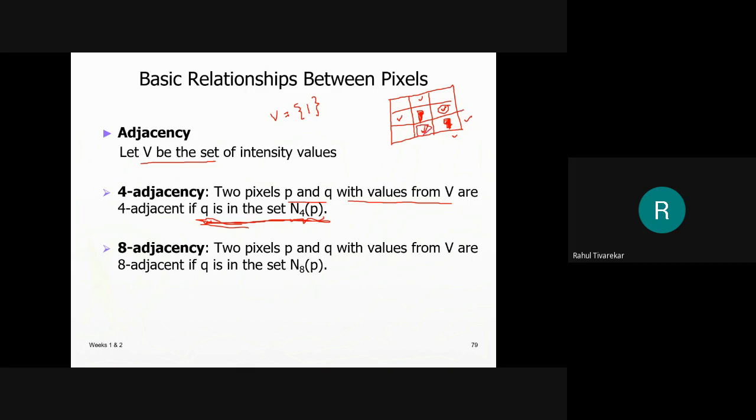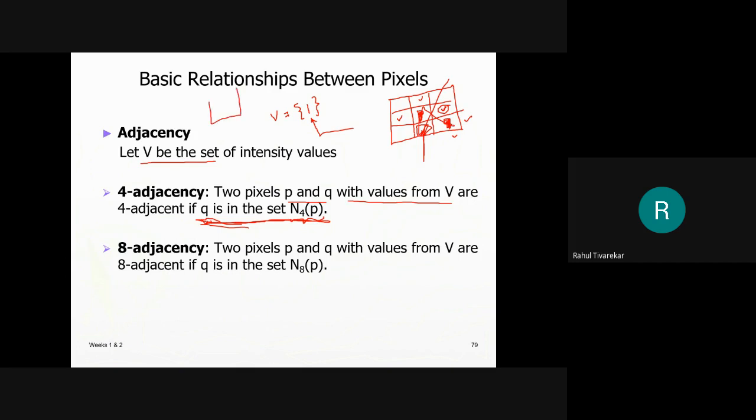At these common positions, this position is a four neighbor of pixel P, as well as a four neighbor of pixel Q. If any element at this position is common and also present in set V, then I can say that pixel P and pixel Q are four adjacent. Sorry, not four adjacent. This is the wrong example.